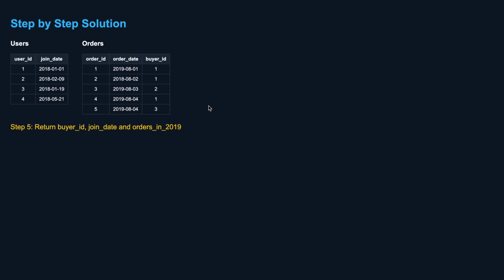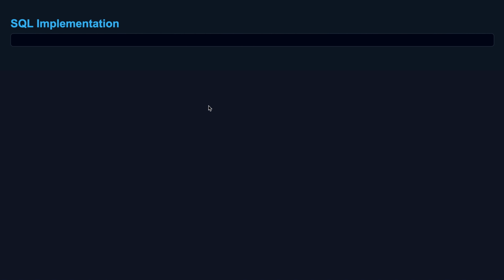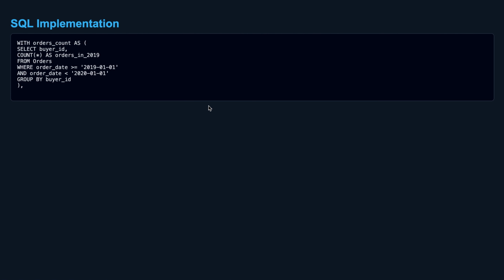So now having understood the step-by-step solution, let's look at the SQL query that implements this logic. We start by creating a common table expression called orders_count, and this temporary table calculates how many orders each buyer placed in the year 2019. To do this, we read the data from the orders table and first filter the rows so that we only keep the orders that happened during 2019.